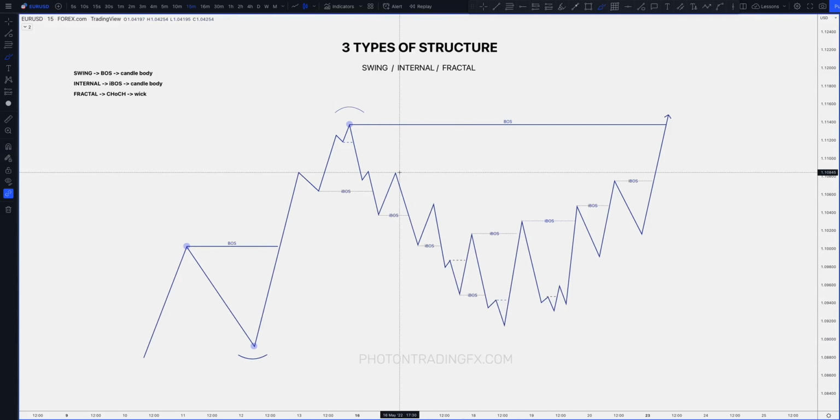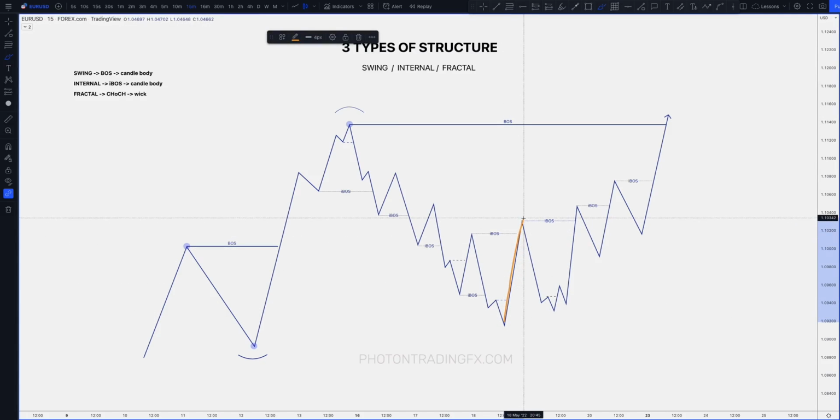Now, you can also apply the strong and weak high and low concept to any form of structure if you want. So we can start to apply it to the internal structure as well. One way to think about this is, let's say we come into our level that we just talked about. We get our bullish IBOS to the upside, so we break the bearish internal trend. So now the internal structure is bullish.